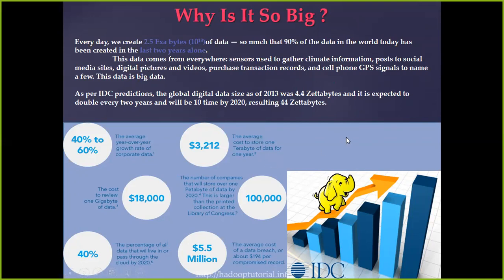As of 2013, we had 4.4 zettabytes of information. It's getting doubled every 2 years, so by 2015 it might be reaching almost 10 zettabytes right now. These are some figures you can go through, such as the average growth rate of all these things. I'm not much interested in these things.